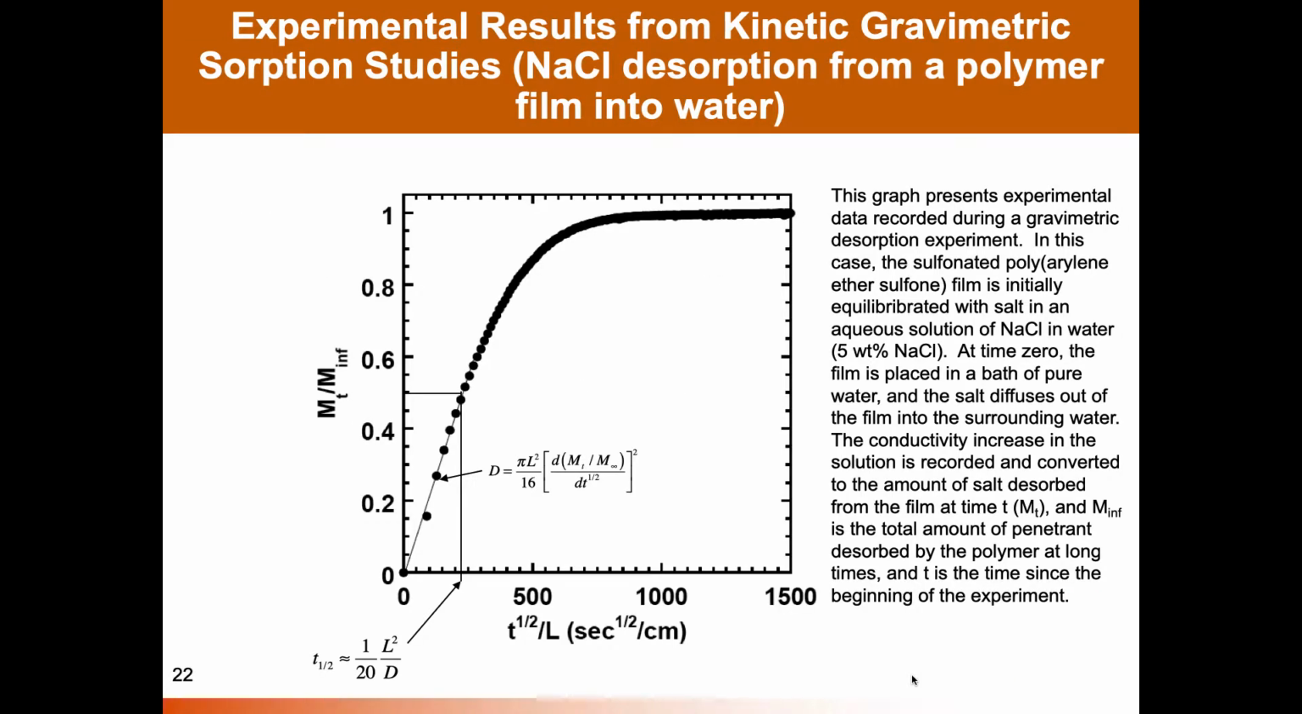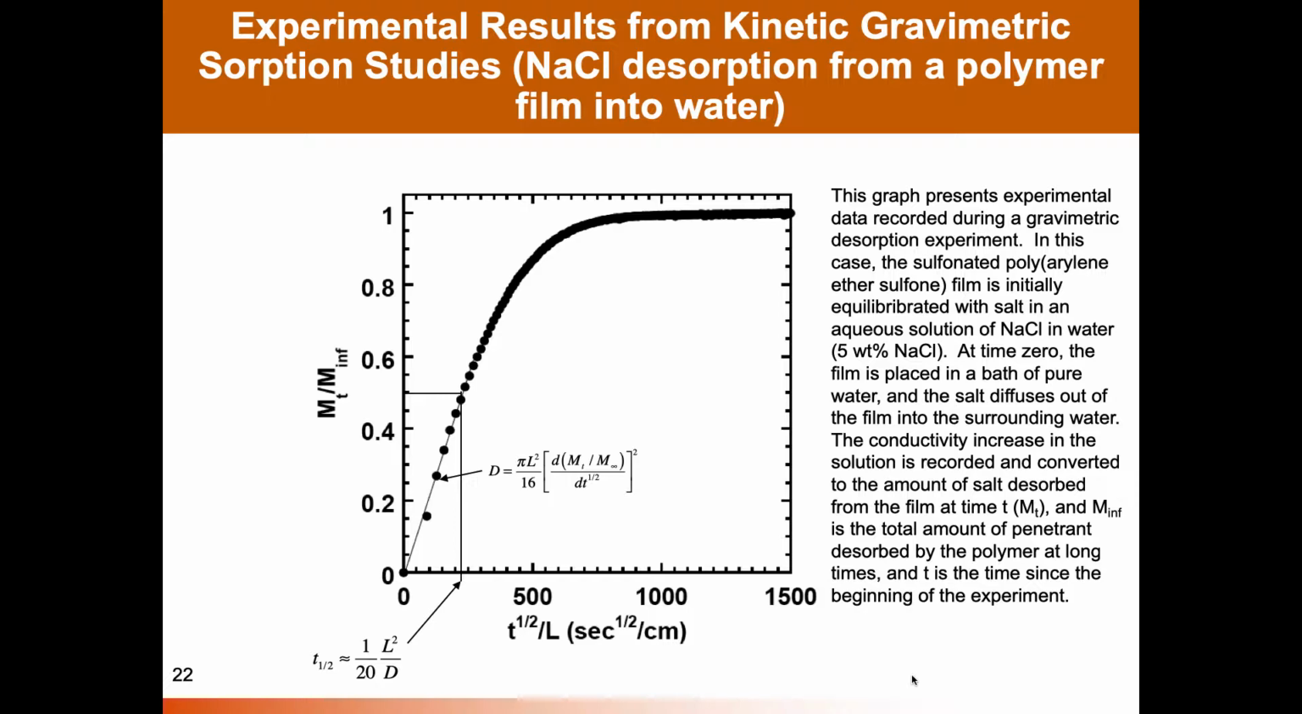And that's shown here for the salt desorption experiment. The region where the fractional mass uptake is linear in square root time can be used to determine the diffusion coefficient by just taking the slope of that line and knowing the thickness. You put the slope in here, thickness in here, and calculate the diffusion coefficient.